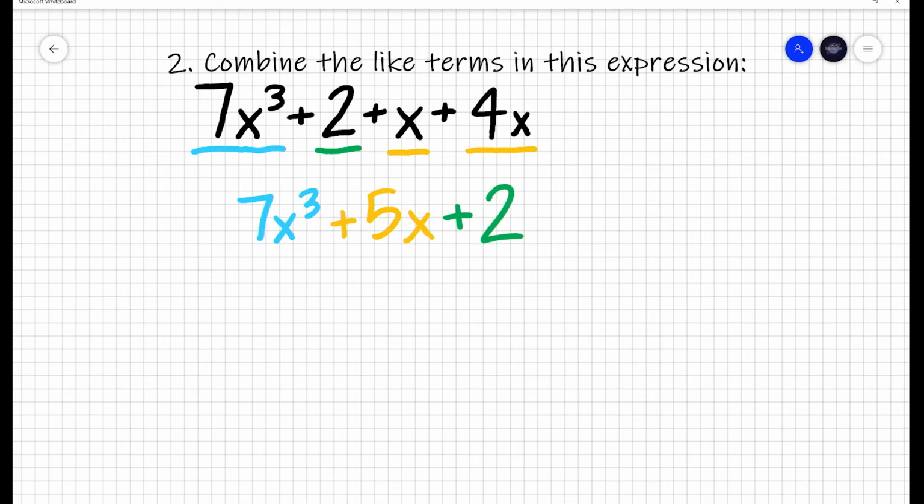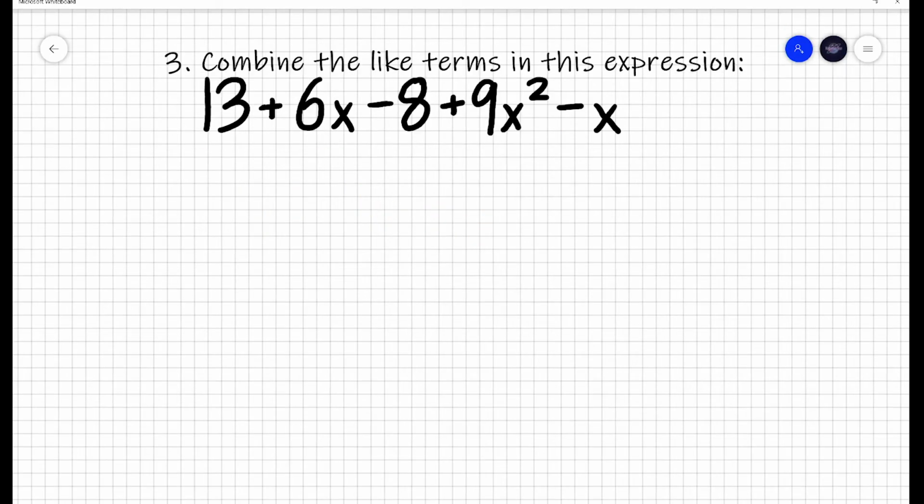Now we're going to move on to the third question. This seems to be about a medium difficulty, but it should be just as easy as the other two. 13 plus 6x minus 8 plus 9x squared minus x. So I'll give you guys another 5 seconds to solve this.